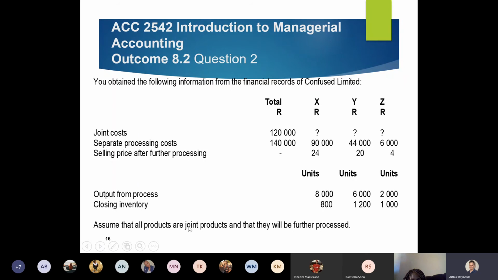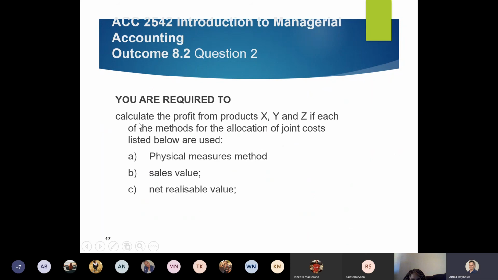We assume that all products are joint products and they will be further processed. So there are no byproducts. I'll explain to you why later. You could have argued that Z is technically a byproduct because it's insignificant, but here they say they're all joint products, so we treat them as such. Okay, so calculate the profit from products X, Y, and Z if each of the methods for the allocation of joint costs are used. So there's the physical measure, the sales value, and the net realizable value.